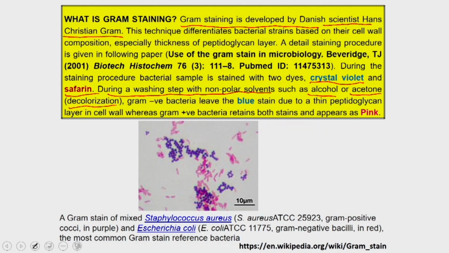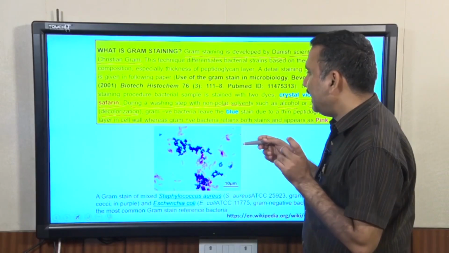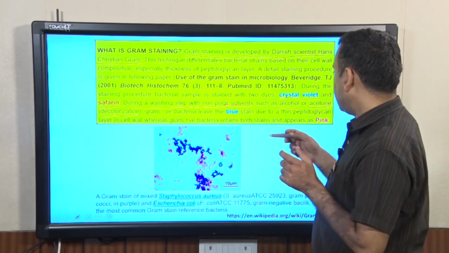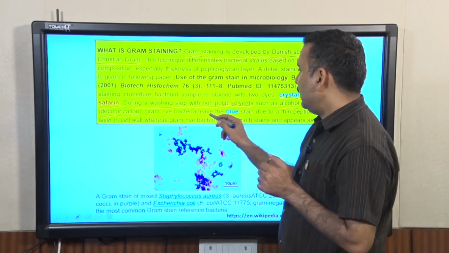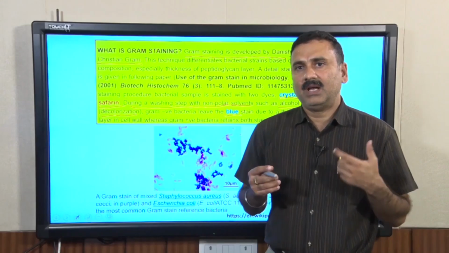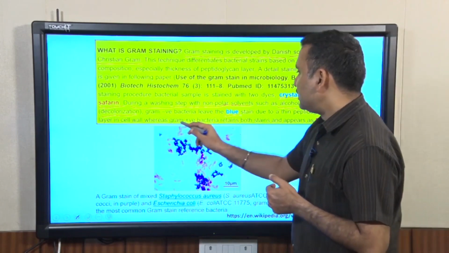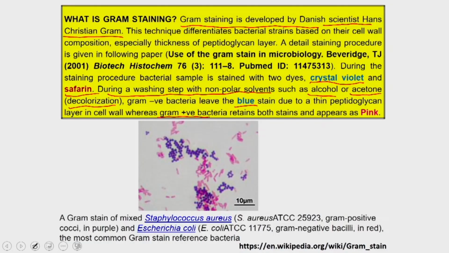In the case of gram negative bacteria, which contain a very thin peptidoglycan layer, it is going to lose the blue stain, which means the gram negative bacteria are going to appear red, whereas the gram positive bacteria have a thick peptidoglycan layer, and because of that it retains the stain and appears dark pink or purple in color.